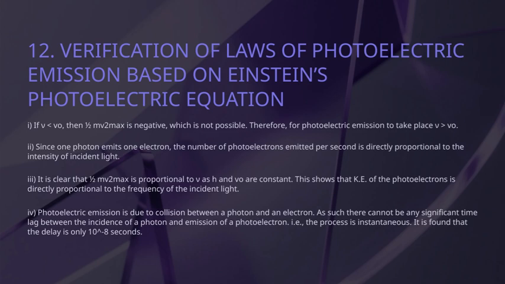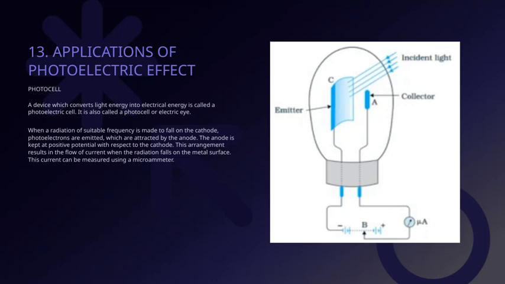This means that for photoelectric emission to occur, the frequency must be greater than the threshold, or nu > nu_0. All of these points tie back to Einstein's photoelectric equation, which helps us verify the fundamental laws behind this phenomenon. When a radiation of suitable frequency strikes the cathode, photoelectrons are emitted. These photoelectrons are then attracted towards the anode, which is maintained at a positive potential relative to the cathode.